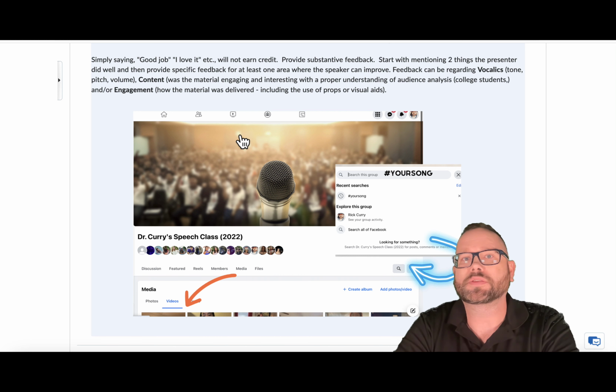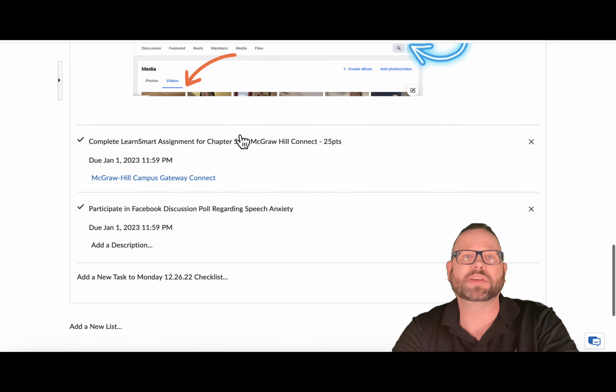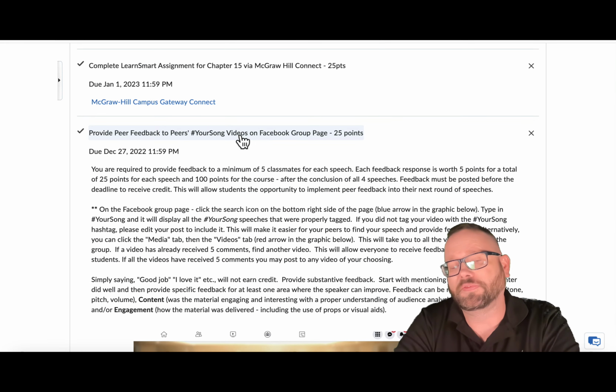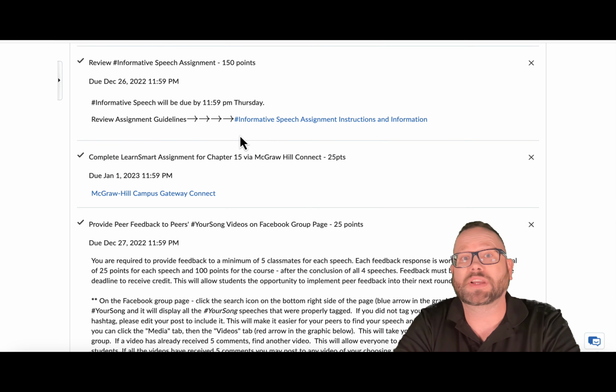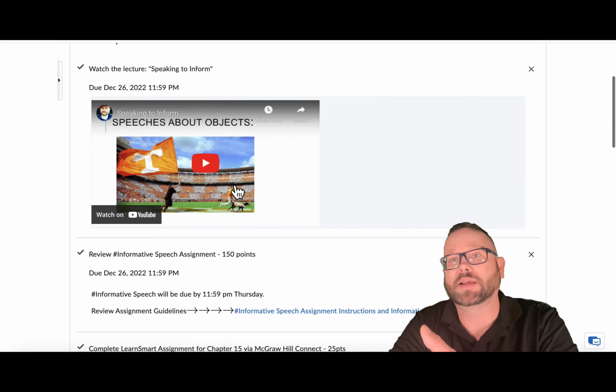And then this is also posted in multiple places in the course, and we call that duplicity, making sure that information is easily accessible and that students can find it in multiple places. So this is posted for this week's checklist, but it is also under the information assignment instructions, and is also posted in my syllabus.